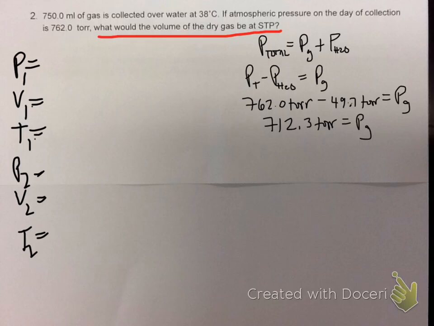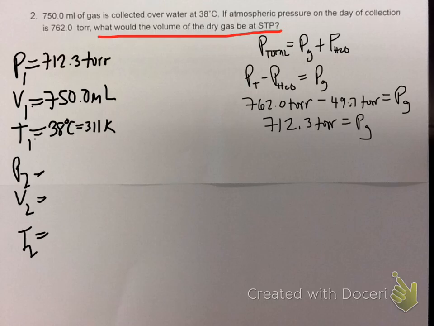So we have initial volume. We have 750.0 milliliters. We have an initial temperature, which is 38 Celsius, which is 311 Kelvin. What is our initial pressure? It's the 712.34. You have to use just that pressure of the dry gas. So this is 712.34.